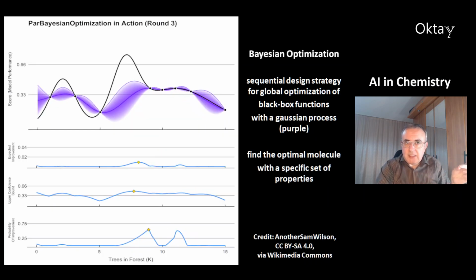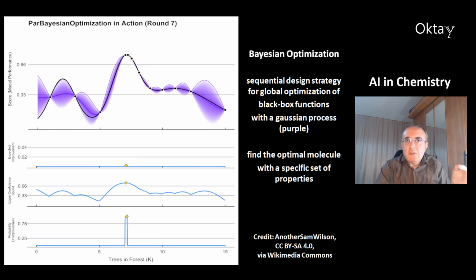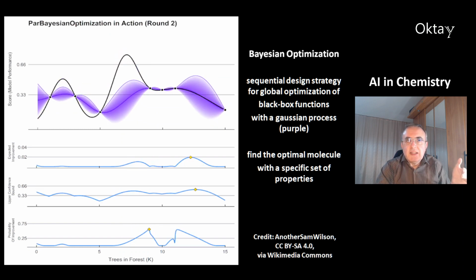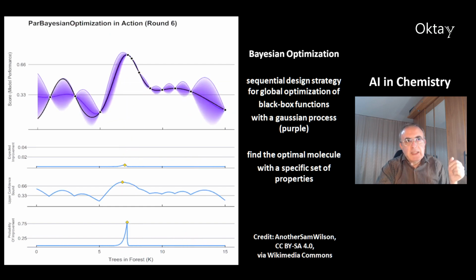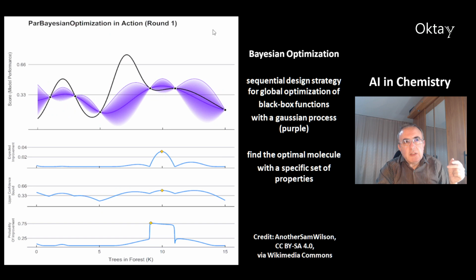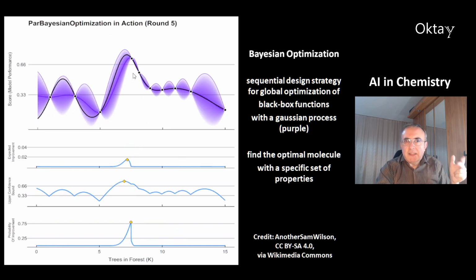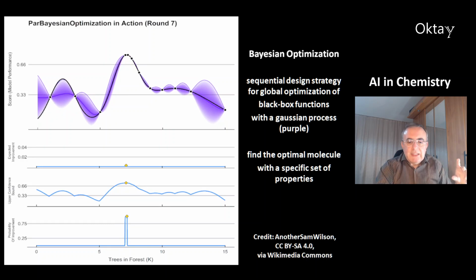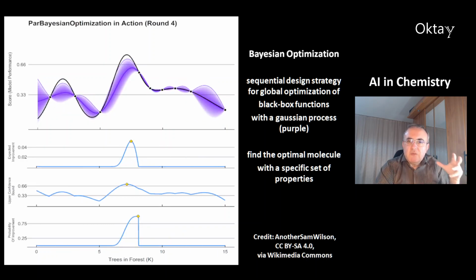This is called Bayesian optimization. It's a sequential design strategy for global optimization of black box functions. It's a Gaussian process. This is shown in the top picture in purple. You can see with each round, the model gets better and better, and this can be used to find the optimal molecule for a specific set of properties.